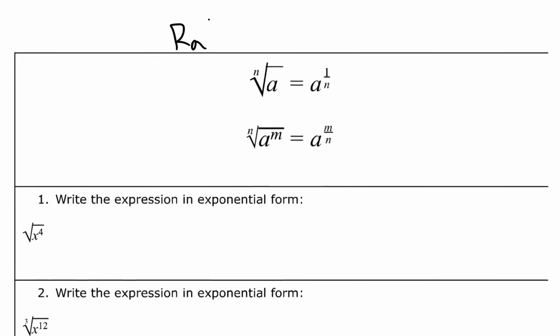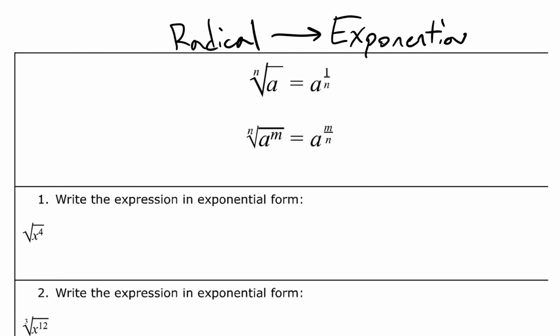radical to exponential form, for exponents that have fractions in them. So rational exponents, so 1 over n or m over n. These are the two rules that we outlined in the previous video, and these are the two rules that are truly going to carry us through this entire second assignment.